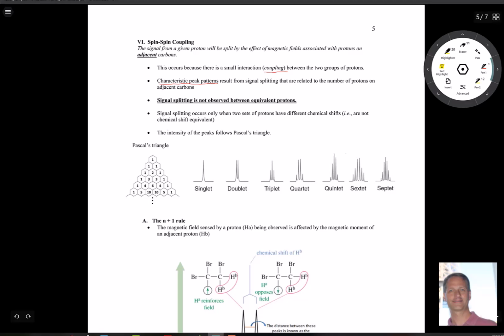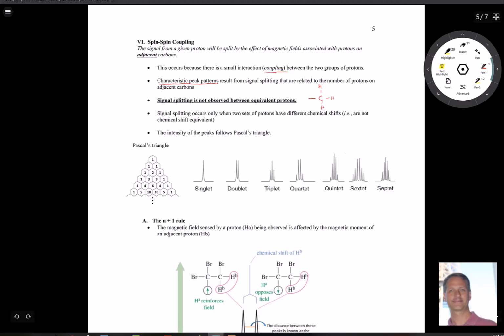The other thing to point out is that the signal splitting, the splitting pattern that we're going to talk about, does not occur between equivalent protons. So if you have, for example, just the H's of a CH3, there are 3 H's there, but those H's are not going to affect each other because they're chemically equivalent. So it only occurs, again, when protons have different chemical shifts.